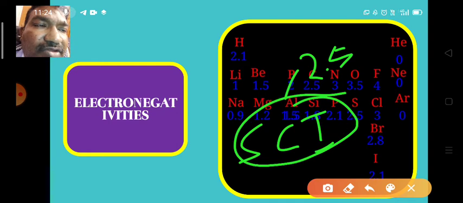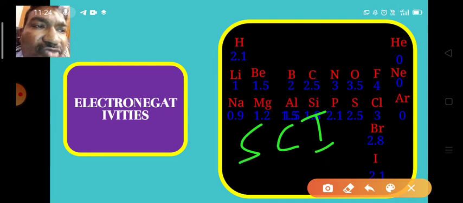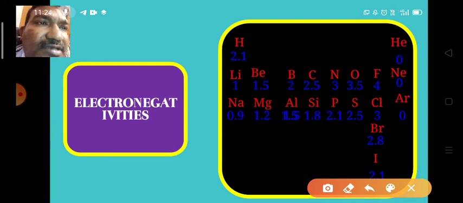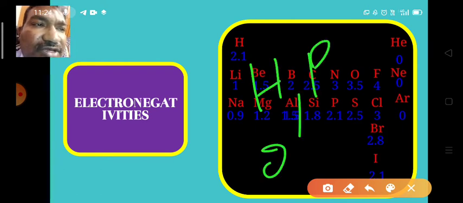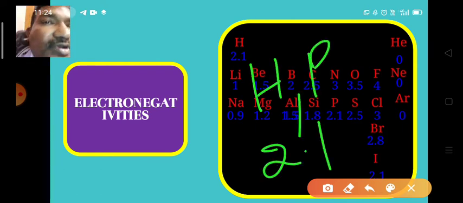And the electronegativities of hydrogen and phosphorus are the same, that is 2.1. Hydrogen and phosphorus electronegativities are the same, that is 2.1. "HP gas", like that we can easily remember.